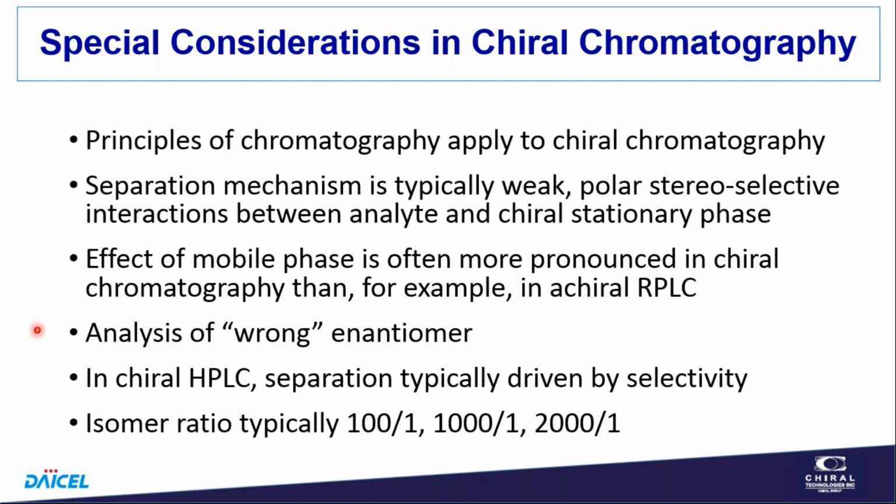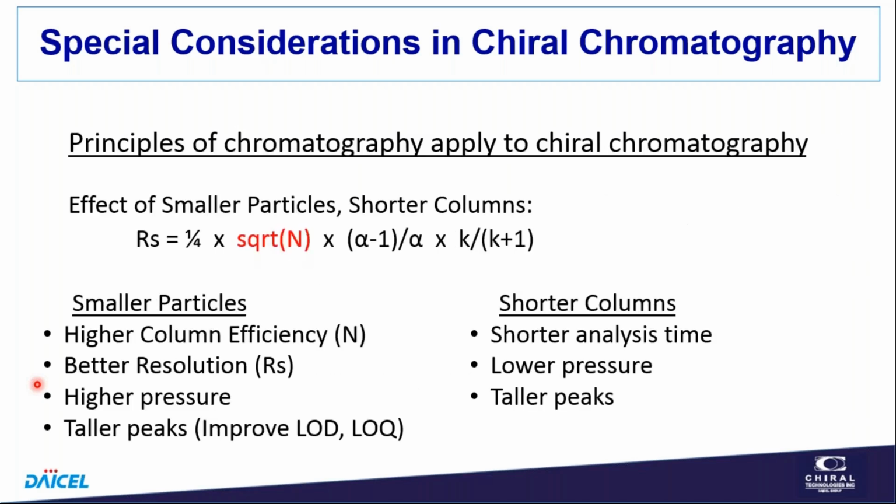We're dealing with often the analysis of the wrong enantiomer. We're usually interested in what the level of the impurity enantiomer, the undesired enantiomer, is. We usually don't analyze racemates. In chiral HPLC, the separation is typically driven by selectivity, and the isomer ratio is usually a factor of 100 to 1 or 1,000 to 1 or 2,000 to 1.